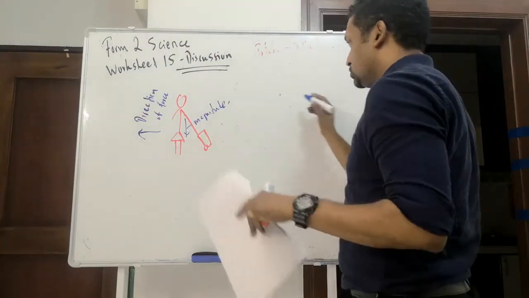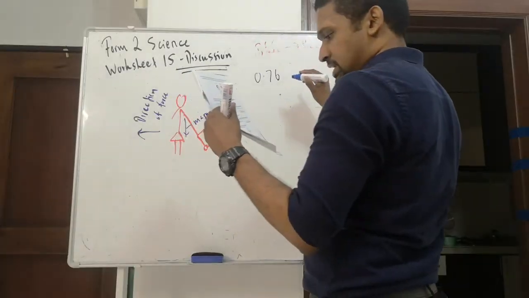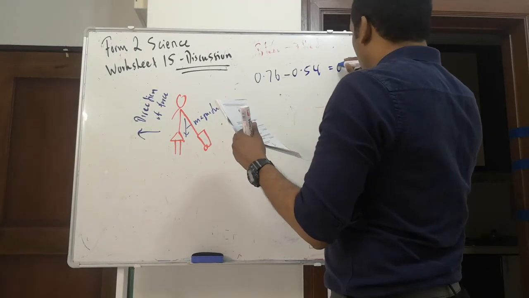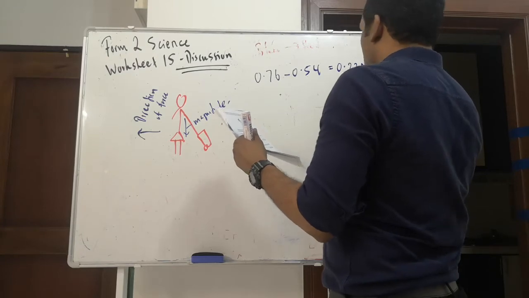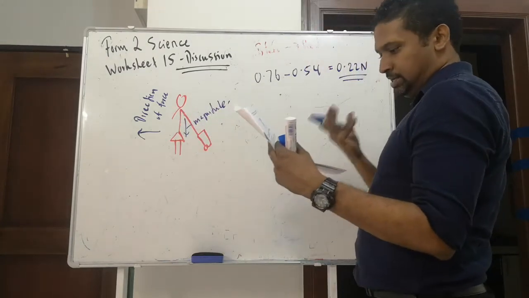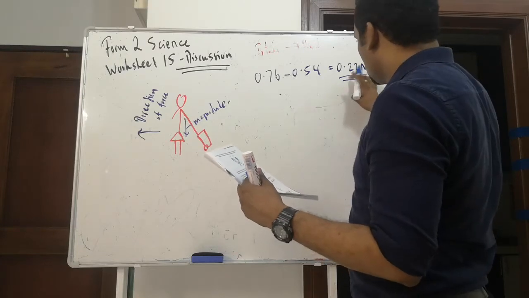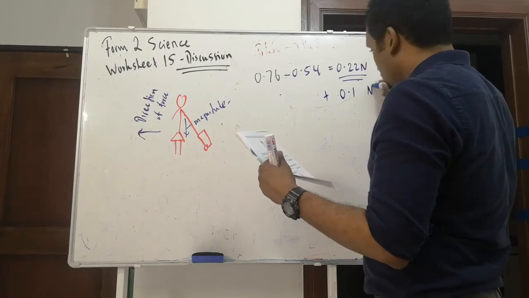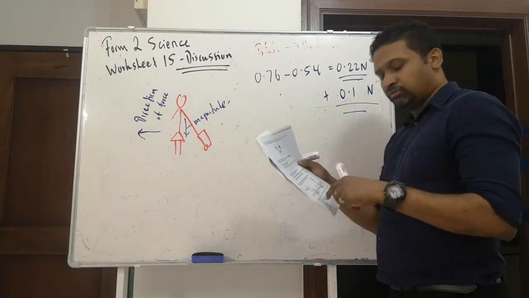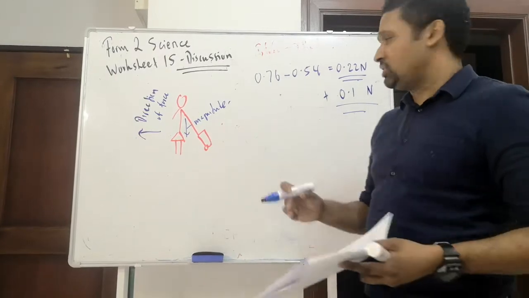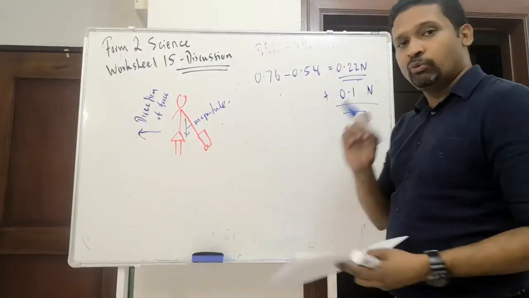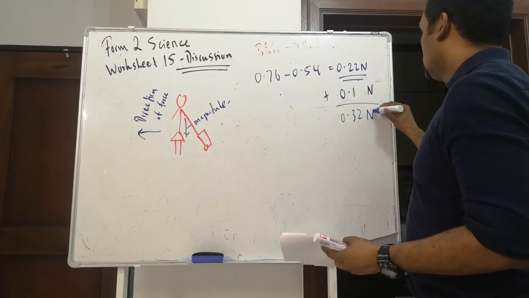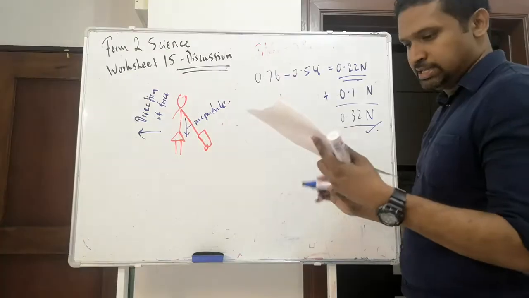Okay, let's try this. 0.76, the initial spring balance reading, minus 0.54, you will get 0.22 Newton. But initially guys, 0.22 Newton is not the answer. You must add 0.1 Newton. You know why? That is the weight of the container, the beaker that is already there. So the spring balance already shows you 0.1 Newton initially. So the total, this plus this, you get 0.32 Newton. Then only that is the answer.